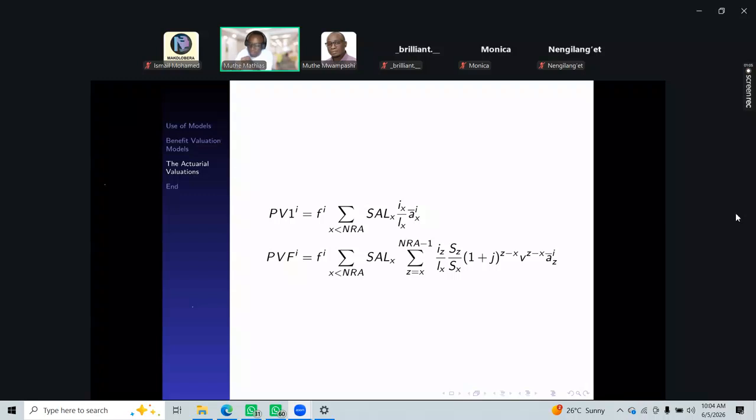So you can see that I'm taking a fraction. So I just have the salary here. And then, of course, I'm taking the probability that someone will actually become ill. And then, of course, we multiply with the annuity factor at that point, right? So then, of course, we sum for everyone.